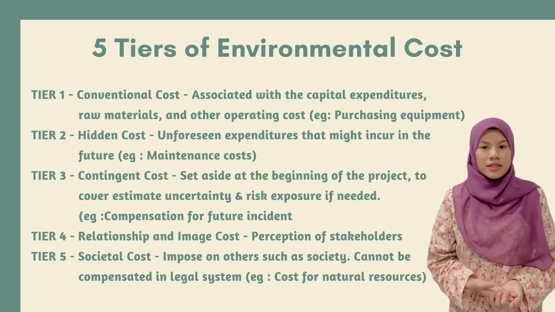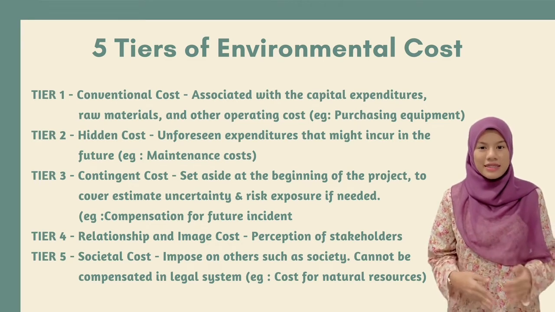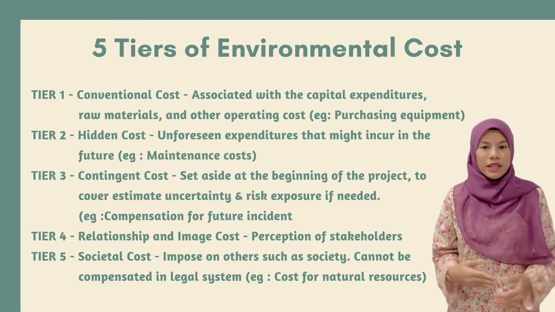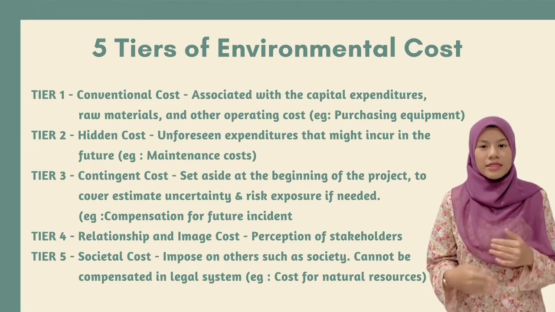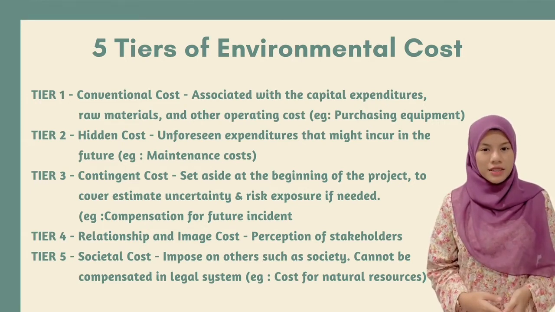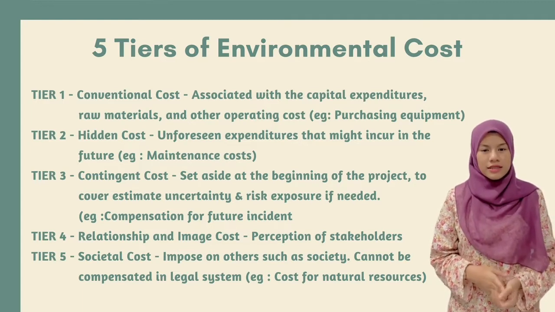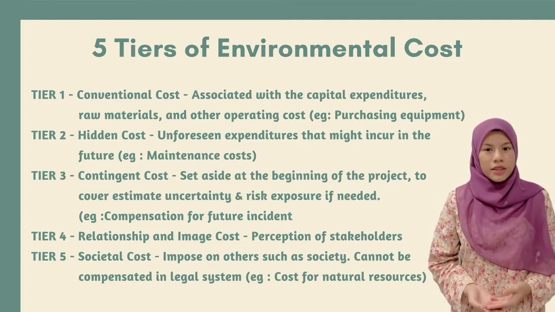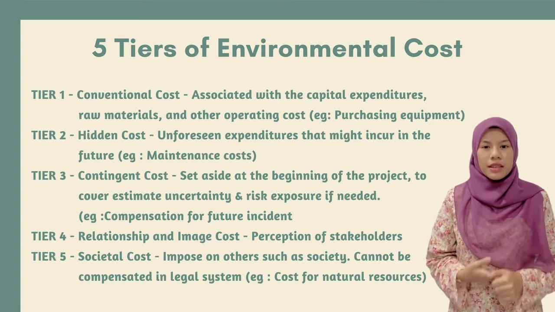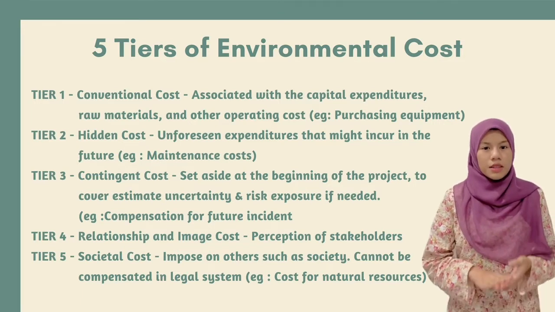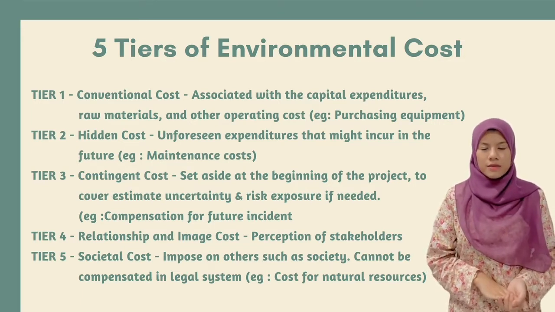The first tier is the conventional cost, which can be defined as the direct costs that are associated with the capital expenditure, the raw materials and other operating and maintenance costs such as the cost of purchasing equipment to prevent the environmental impact. These costs can be found in most organizations.